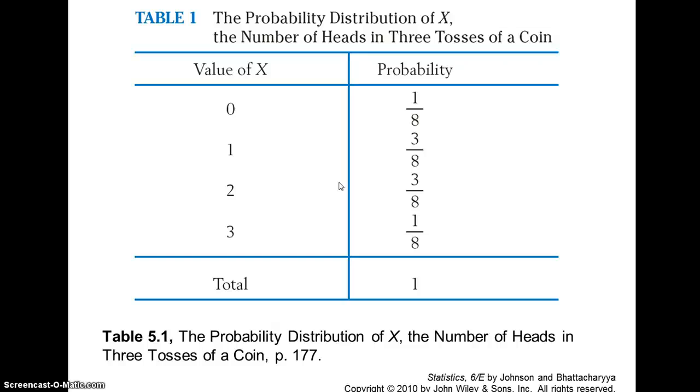So maybe I got 0 heads, and then I do it again, the second experiment. I will toss the coin 3 times again, and then I record how many heads I get. Maybe I got 3 heads, and then I would do it again, toss the coin 3 times, and record how many heads I have.